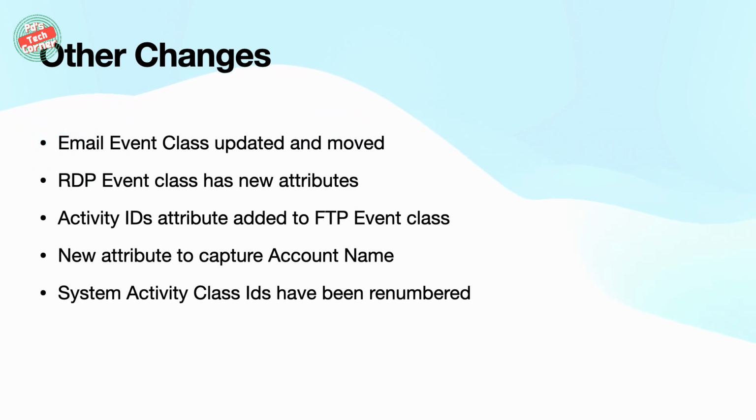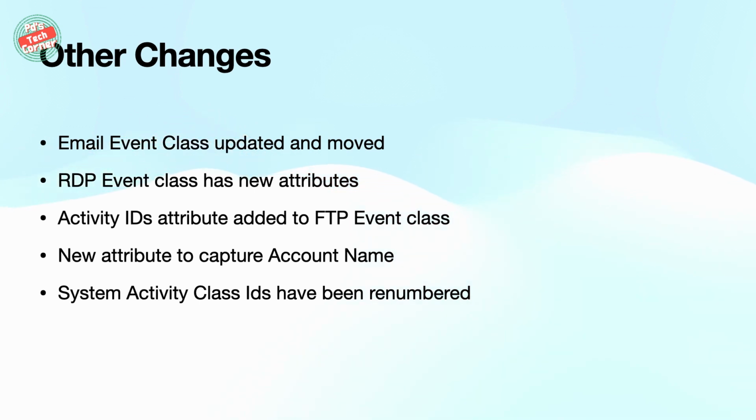Now in the RDP event class, new activities have been added, like initial request, initial response, connect request, connect response, and TLS handshake. The FTP event class has been populated with activity IDs like put, get, delete, etc. These were actually not defined in the FTP event class. So all the activities related to FTP have been listed in the activity IDs attribute of the FTP event class.